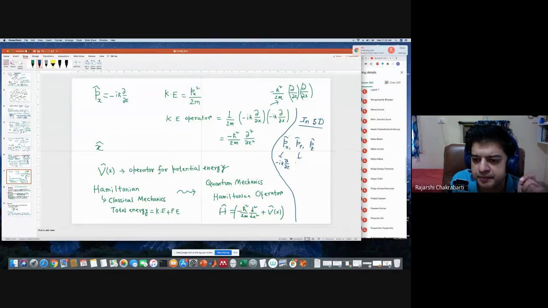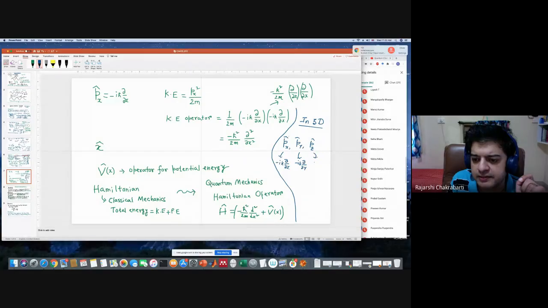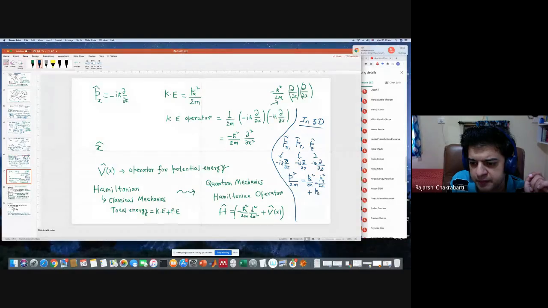What about py? Minus i h cross del by del y, minus i, and this one is obvious, no? Okay. So similarly, you'll have momentum square divided by twice m, your kinetic energy, and this is going to be what? px square by twice m plus py square by twice m plus pz square by twice m. Okay, are you convinced?